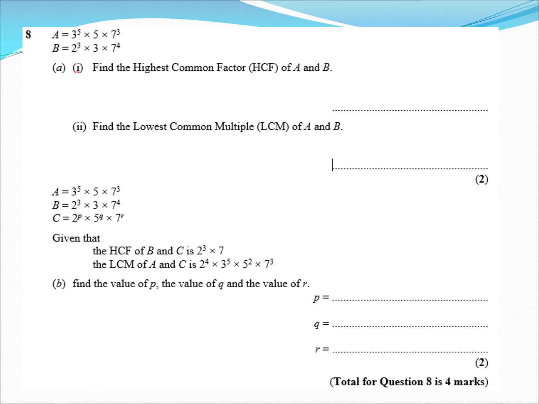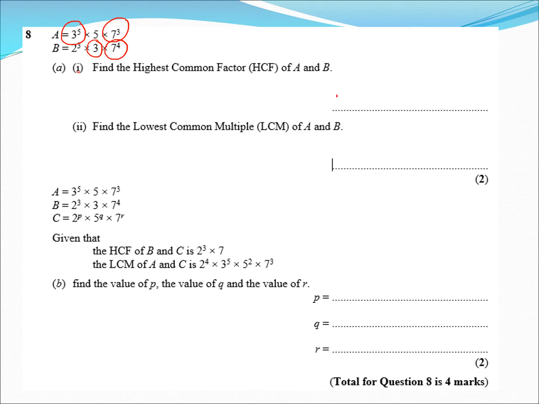Okay. LCM and HCF, right? So find the highest common factor of A and B. A and B are given to you. We're looking for the common factor that divides into both A and B, and we're looking for the highest factor. So first let's list the common factors. We have got 3 and 7. These are the common factors in these two numbers.